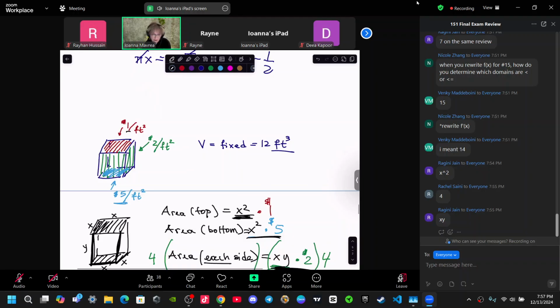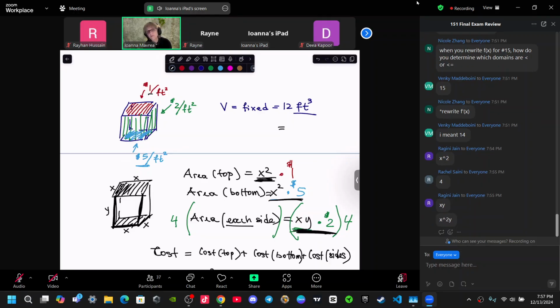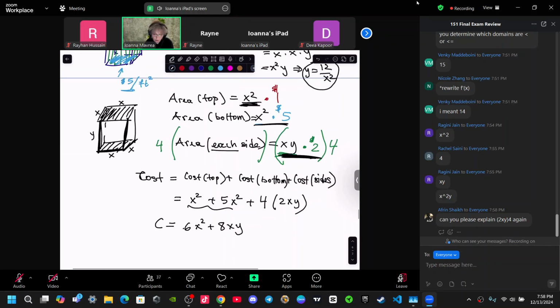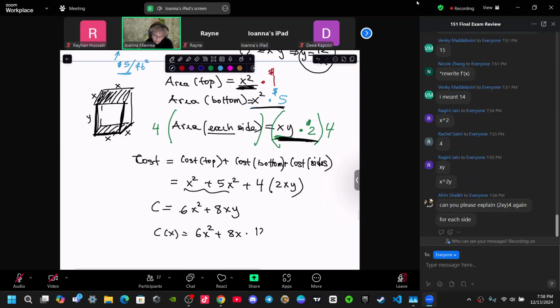They say the volume is fixed. So if you have a box that has base x and x, the length and width, and the height is y, what's the volume in terms of x and y? Yeah, x times x times y. So the 12, which is volume, is x squared times y. So there is a way to eliminate y. You can write y in terms of x. So y is 12 over x squared. I'm going to use that to write my function in terms of only x. So now I have a function of one variable, because y is 12 over x squared.